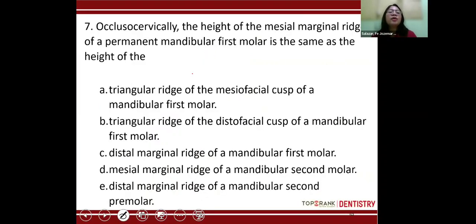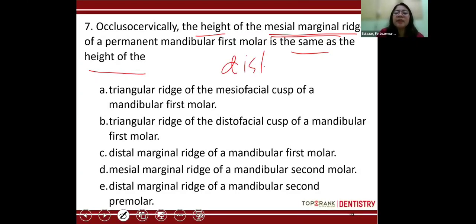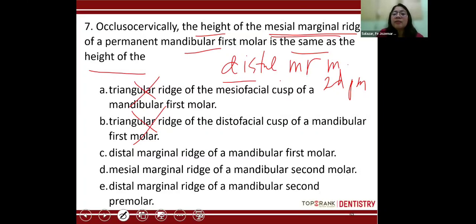Okay, next. So occlusocervically, the height of the mesial marginal ridge of a permanent mandibular first molar is the same as the height of the, so mesial to, ang katabi niya, distal marginal ridge. Tama? Ng anong tooth? Mandibular second premolar. Tama? Triangular ridge, no? Distal marginal ridge, pero first molar. So hindi. They are not at the same level.